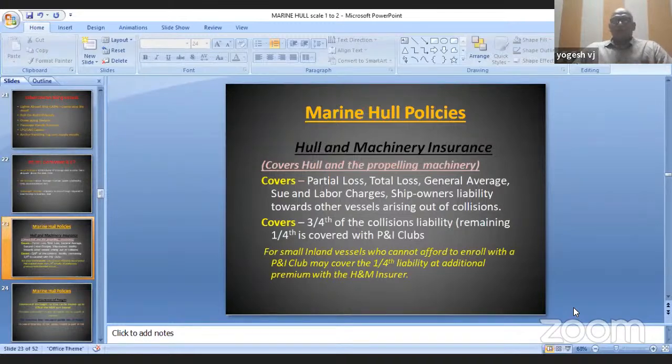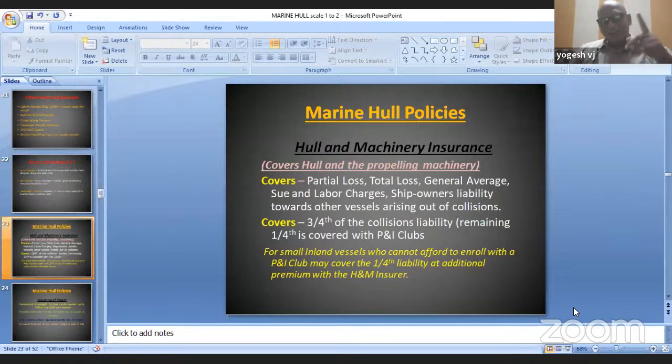Now, let us come to marine hull policies. As I told you, in marine hull there are only two types of policies. One is time policies and the other is voyage policies. So here also, the marine hull policy is a time policy. Okay, it is issued for 1 year. Now, in hull and machinery insurance, what is covered is the body. Whatever you see when you see a vessel is covered, the hull, the body of the vessel, and the machinery which is used to propel this vessel. That machinery and the hull is covered. Anything apart from this is not covered in the policy.